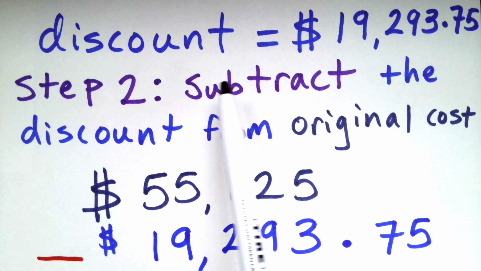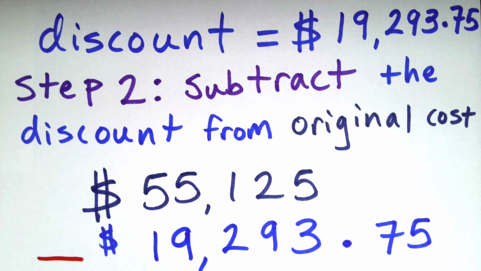So again, the discount we found, $19,293.75. Step 2 is to subtract the discount from the original cost like you see here: $55,125 minus the discount amount that we had found in the prior part 54 video. I'm going to go step by step and subtract this amount manually so you can see how to do this if you are not allowed a calculator.